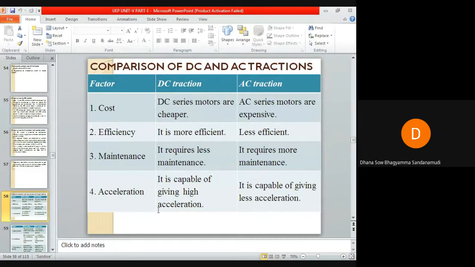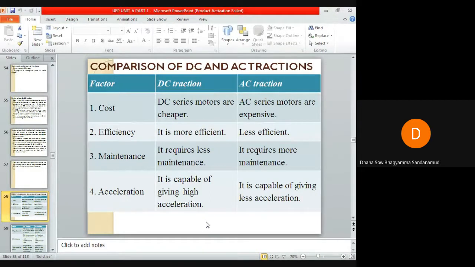So let us see the comparison of DC and AC traction. From a cost point of view, DC series motors are cheaper when compared to AC series motors. When you compare the efficiency, DC traction is more efficient when compared to AC traction. And if you compare the maintenance, DC traction requires less maintenance when compared to AC traction.